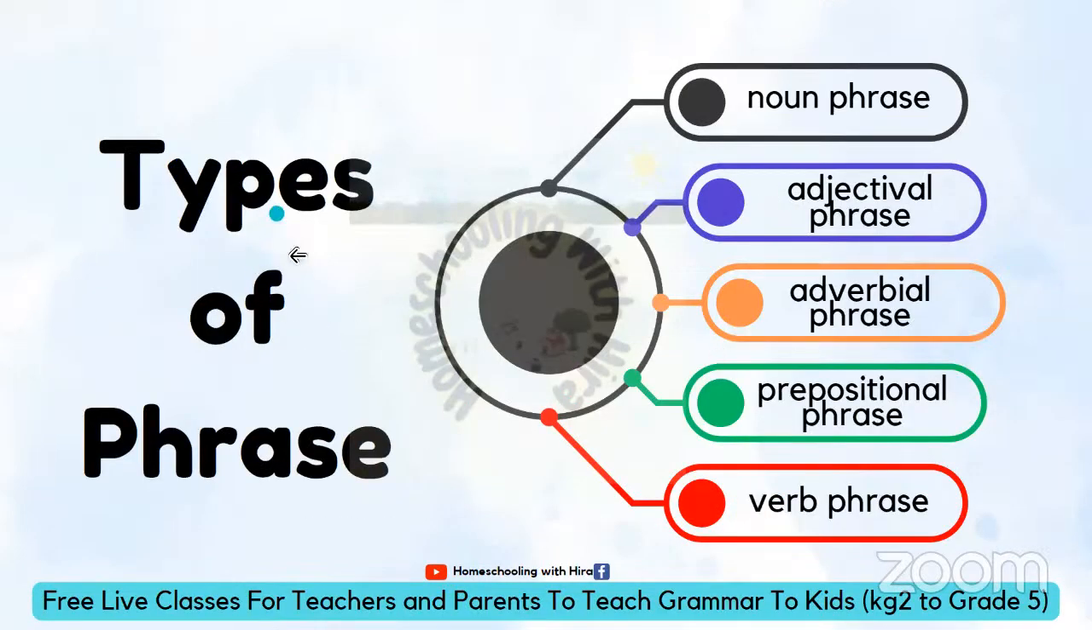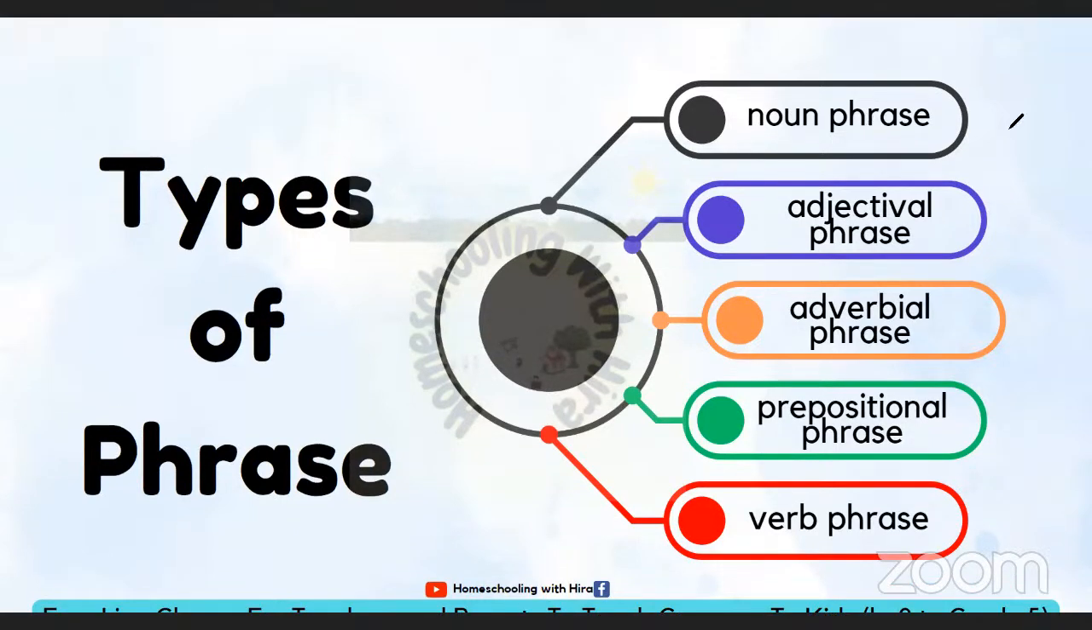Now we have types of phrases. This is the important topic, right? Obviously, everything is important, but you have so much to learn here. That's why I said it, okay? So the first type is noun phrase. Second is adjectival phrase, adverbial phrase, prepositional phrase, and verb phrase. 1, 2, 3, 4, 5. We have 5 types of phrases till junior grammar level, okay?